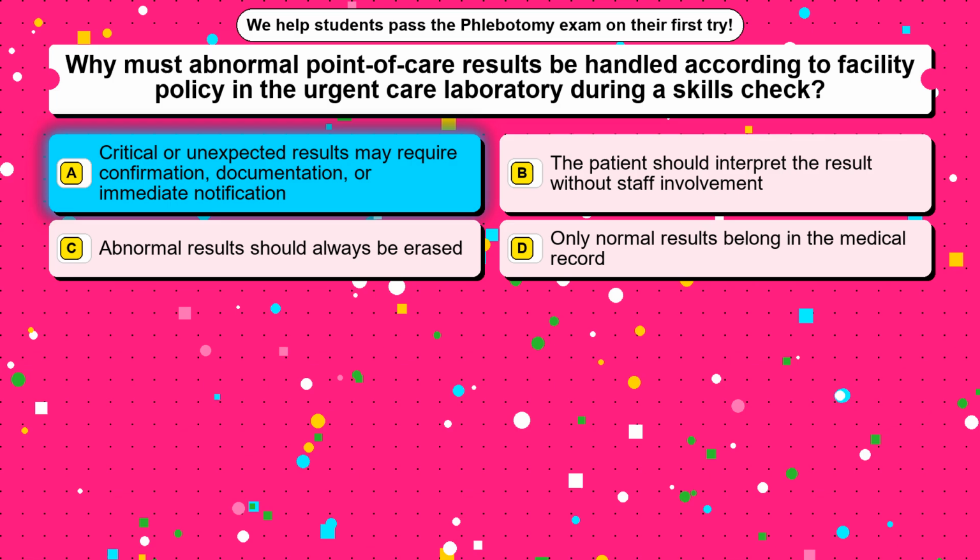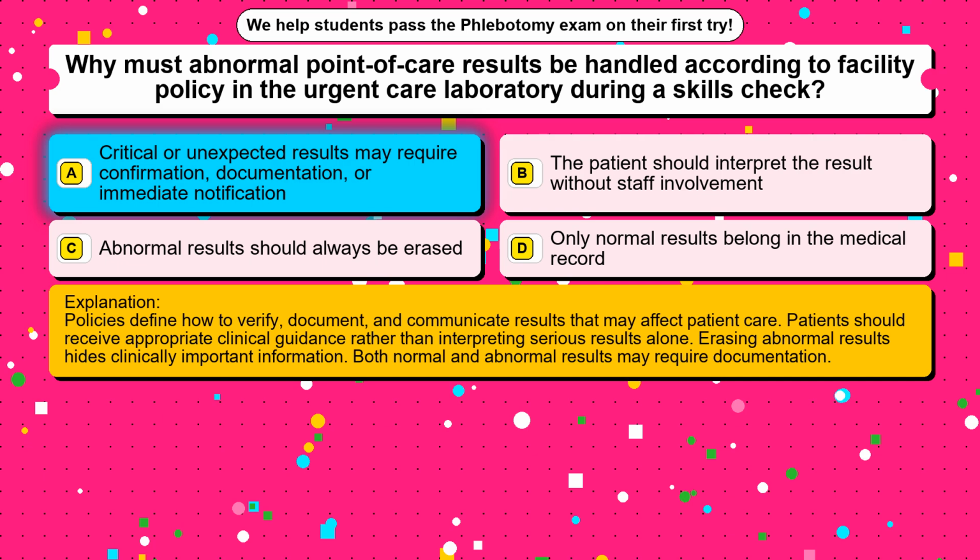Critical or unexpected results may require confirmation, documentation, or immediate notification. Policies define how to verify, document, and communicate results that may affect patient care. Patients should receive appropriate clinical guidance rather than interpreting serious results alone. Erasing abnormal results hides clinically important information. Both normal and abnormal results may require documentation.